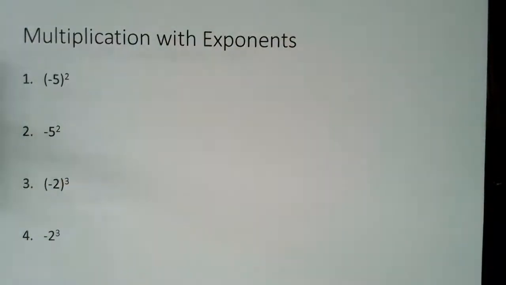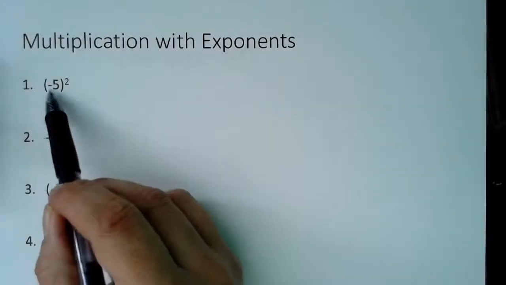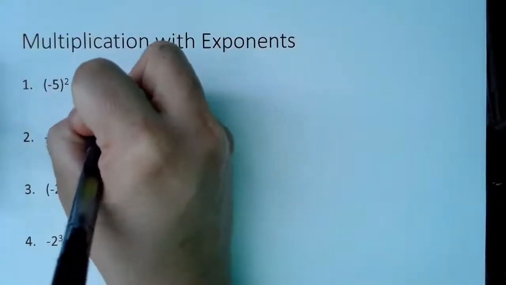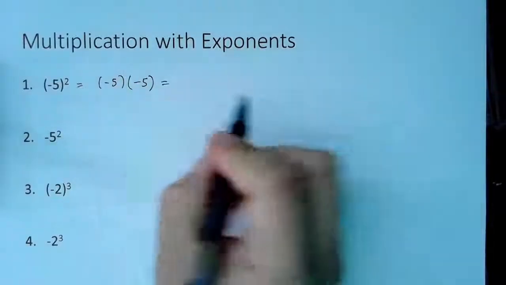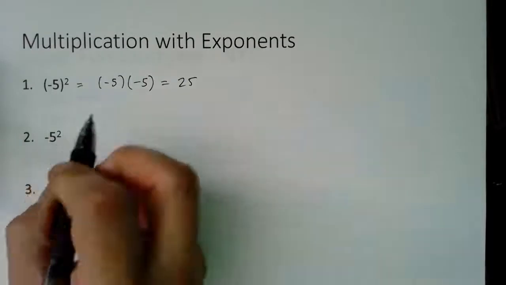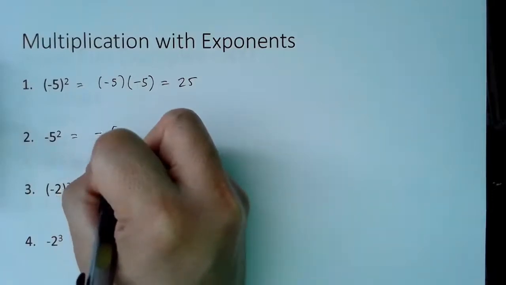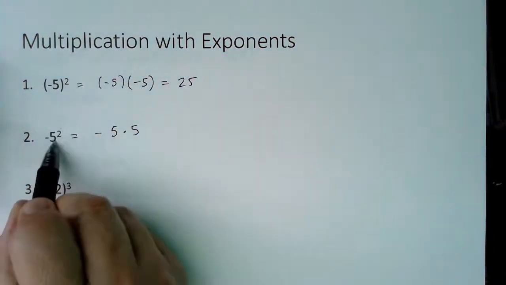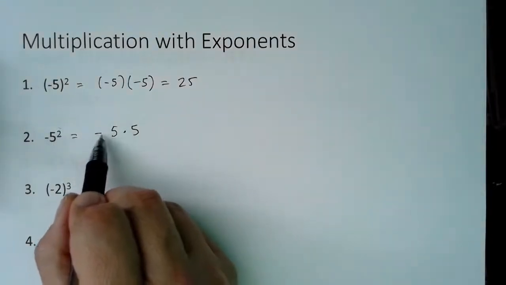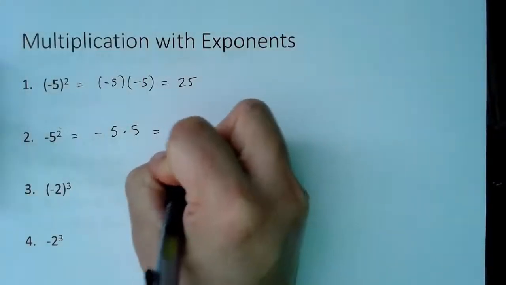Let's talk a little bit about multiplication of negative numbers with exponents. Here, this whole thing is in the parentheses, so this little 2 is telling me, hey, multiply negative 5 times itself, right? So that's going to become a positive 25. Now when you see this here, it's totally different. This is negative, and then it's 5 times 5, because the little 2 is only talking about the 5 here. So 5 times 5 is 25, and it's the negative of that. So that's negative 25.